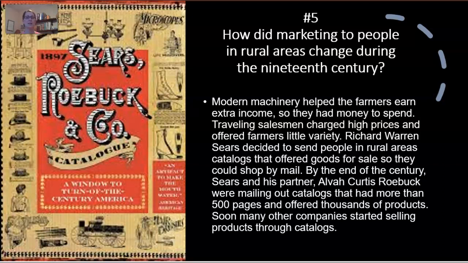Richard Warren Sears decided to send people in rural areas catalogs that offered goods for sale so they could shop by mail. By the end of the century, Sears and his partner, Alva Curtis Roebuck, were mailing out catalogs that had more than 500 pages and offered thousands of products. Soon, many other companies started selling products through their catalogs.